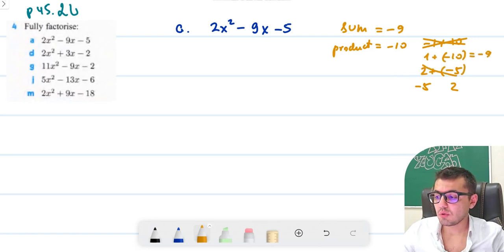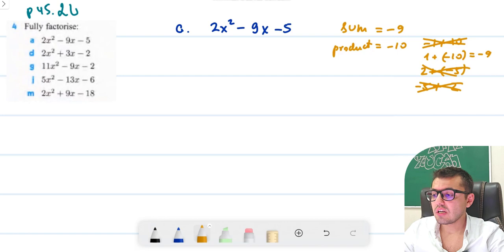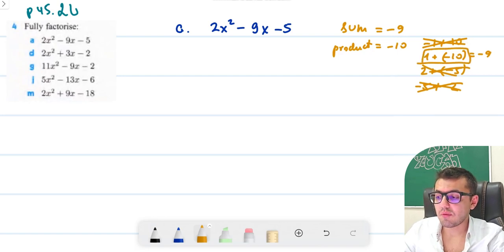If you add these, you will not get -9. So those are not the answers. The thing that we need is this 1 and -10. So these are the numbers.